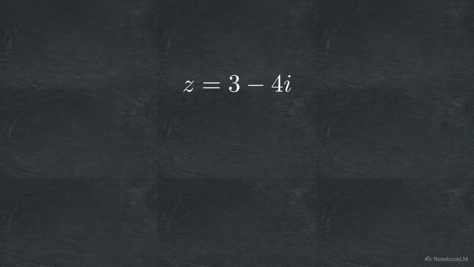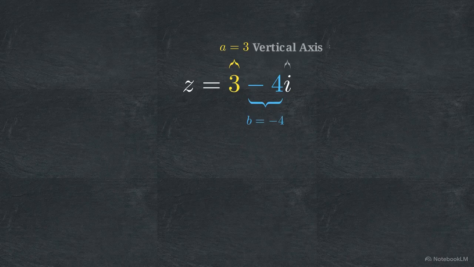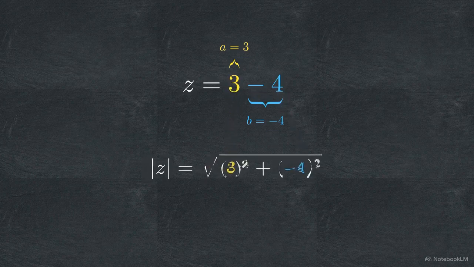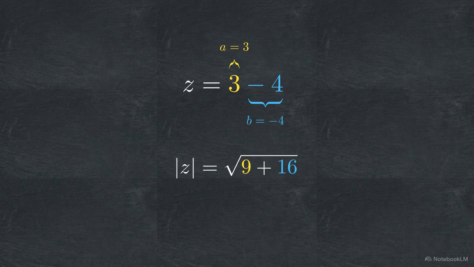For our value z equals 3 minus 4i, our real part a is 3, and our imaginary part b is -4. Crucially, the imaginary unit i only indicates direction on the vertical axis. It is excluded from the b value used in our calculation. Take a moment to plug those extracted values into the formula yourself.